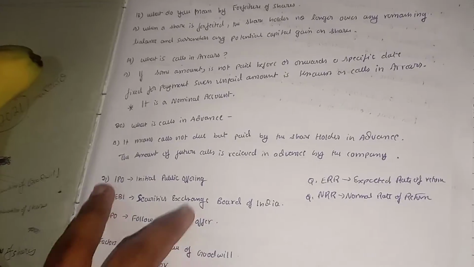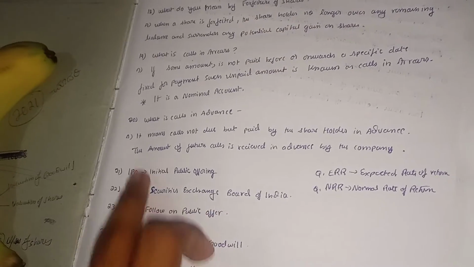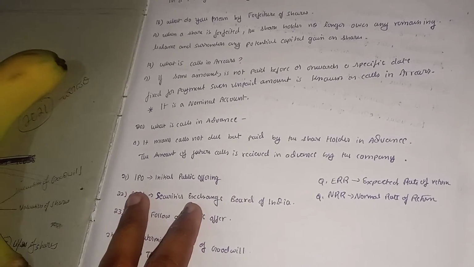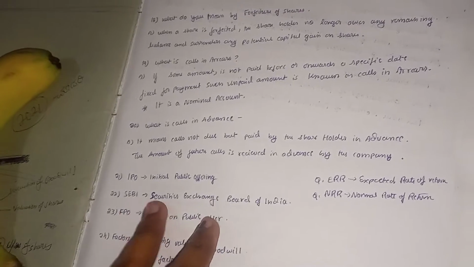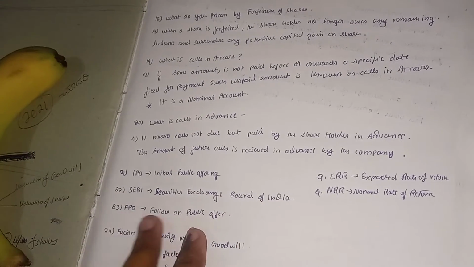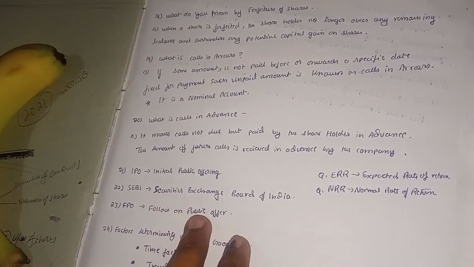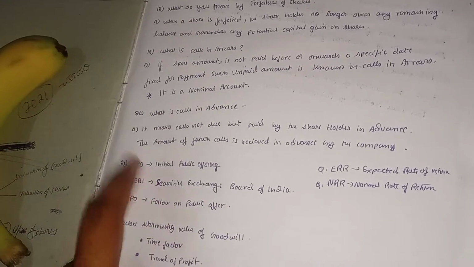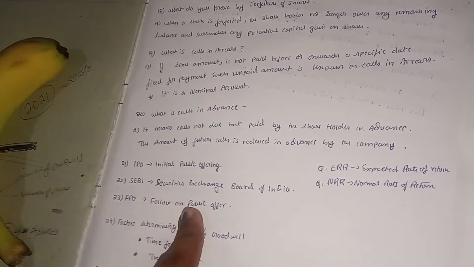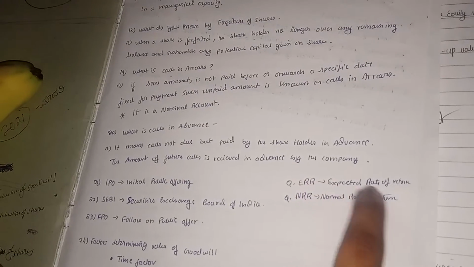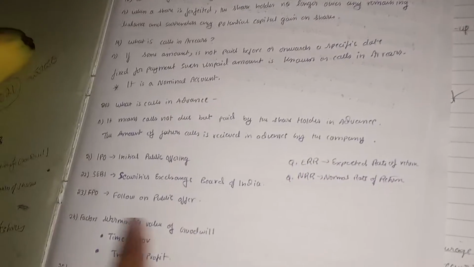See, these full forms they can ask for. 1 means 2 marks. IPO, initial public offering. SEBI, Securities and Exchange Board of India. FPO, follow on public offer. See, note this, FPO means follow on public offer. ERR, expected rate of return. NRR, normal rate of return.